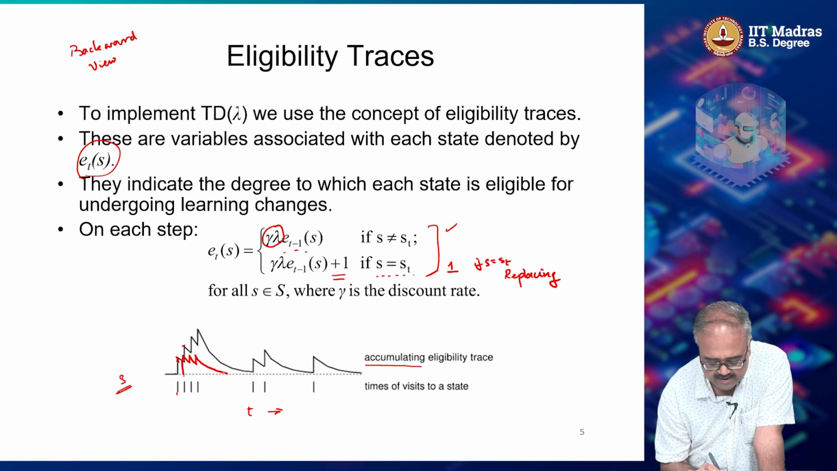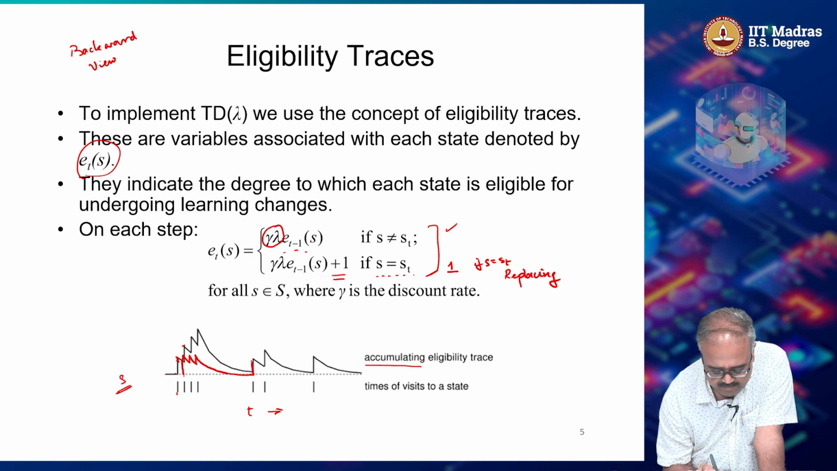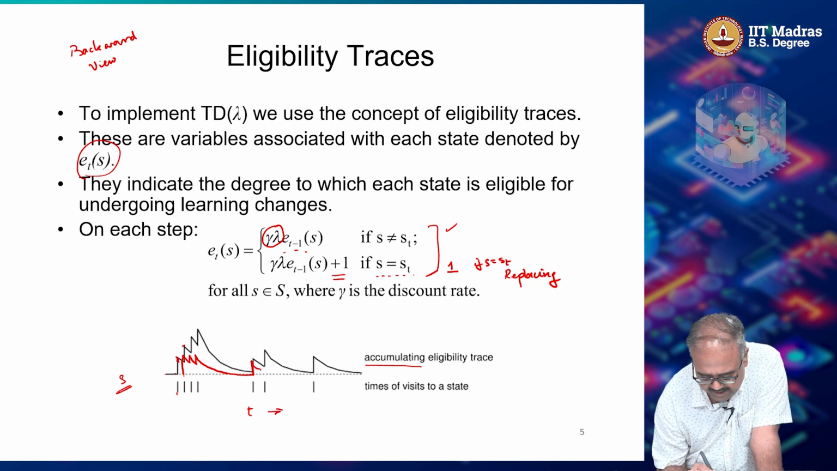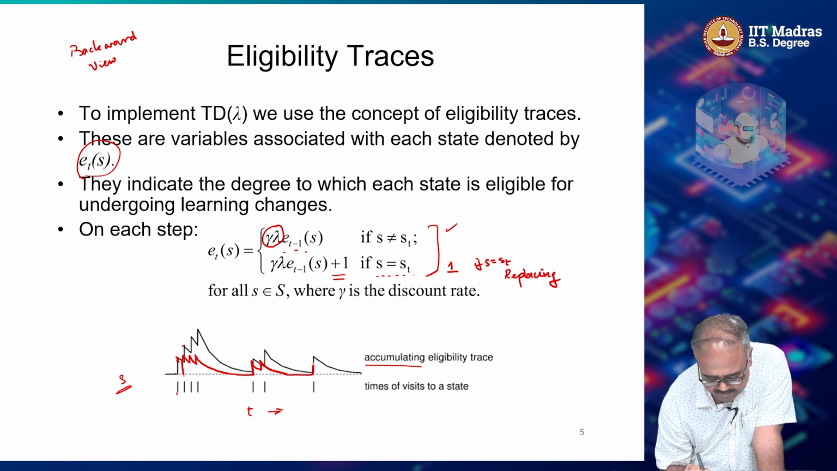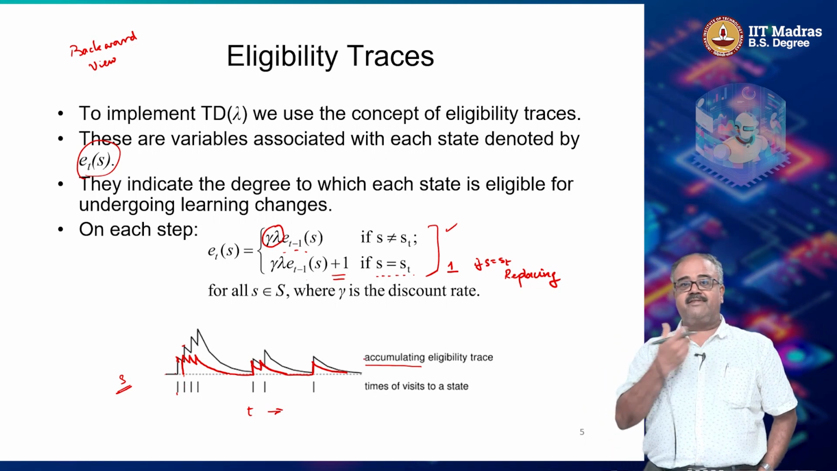And it will go to 0 already, and it will stay at 0, and then again it will go back up to 1, start decaying, go back up to 1, start decaying and then go to 0. So whatever I have drawn in red is the replacing eligibility trace.